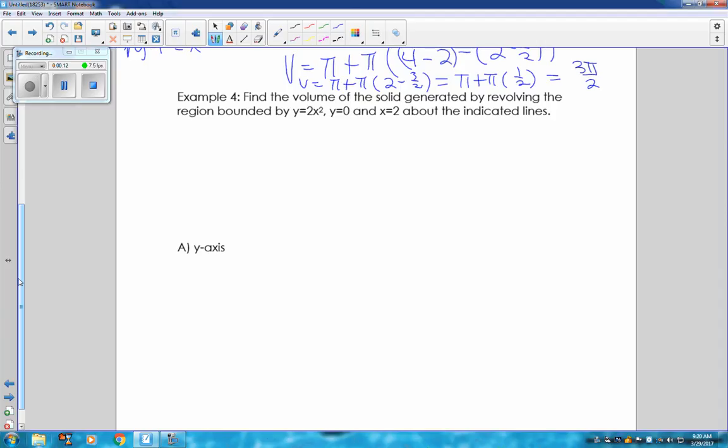All right. Find the volume of the solid generated by revolving the region bound by y equals 2x squared, a parabola, y equals 0 and x equals 2 about the indicated lines. So there's this problem, and there's part A, B, C, and D. So we're going about different lines. But let's go ahead and sketch it here.